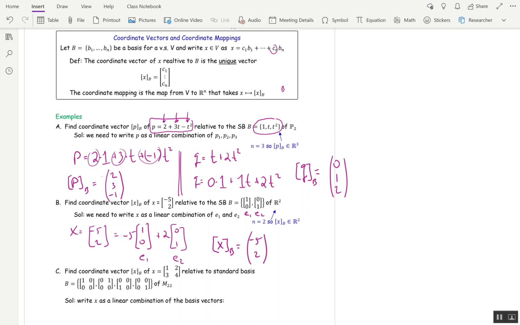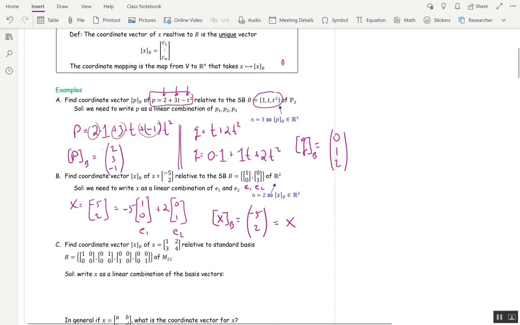You might say, hey, that's what we started with. That's equal to x. And you're right. If you take a vector in Rn and you find the coordinate vector with respect to the standard basis, you're just going to get that vector back again. All right, let's do another one.